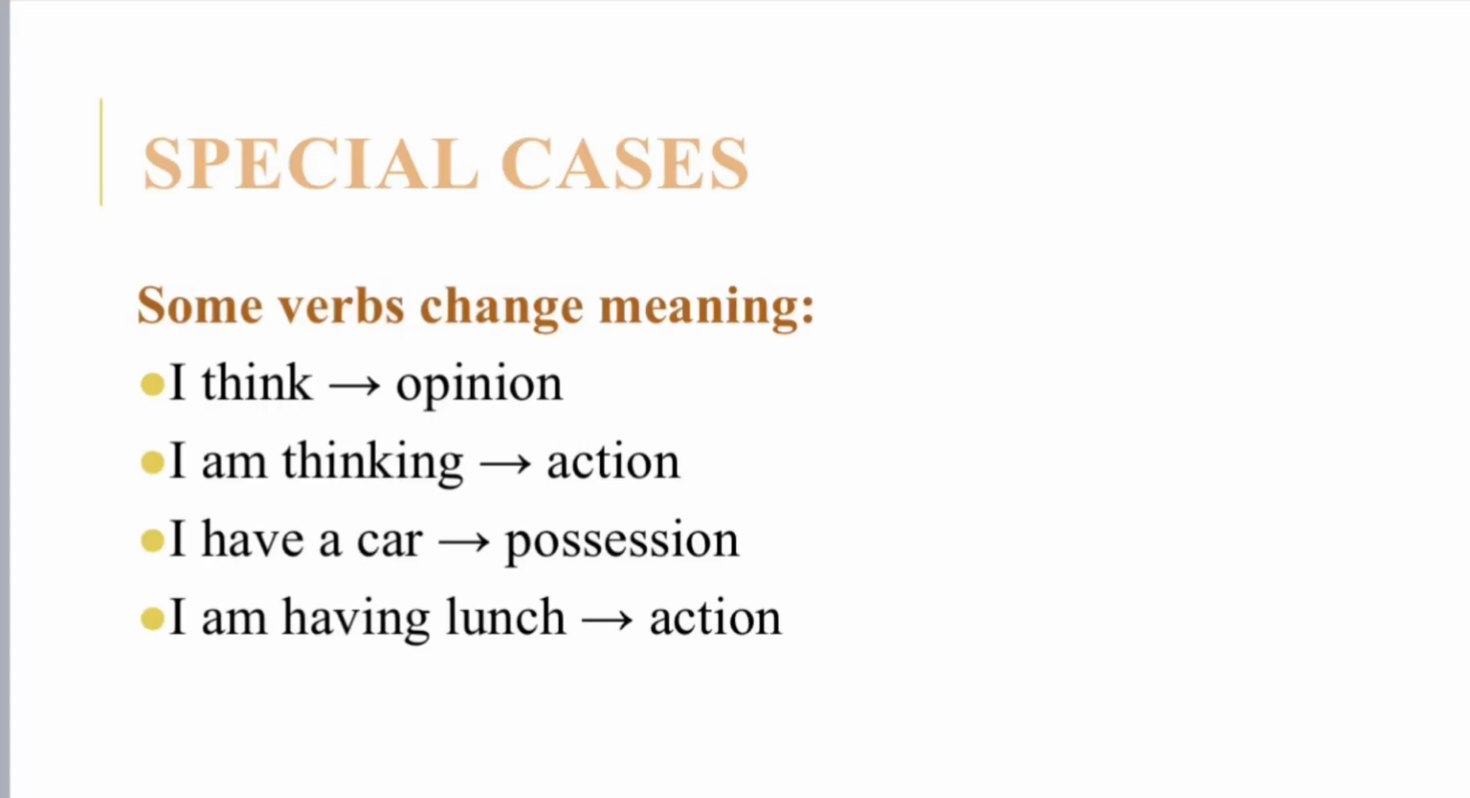Some verbs can be both stative and action depending on the meaning. For example, I think she is nice. This is an opinion. I am thinking about the problem. This is an action. I have a car. This is possession. I am having lunch. This is an action. So the meaning changes with the tense.